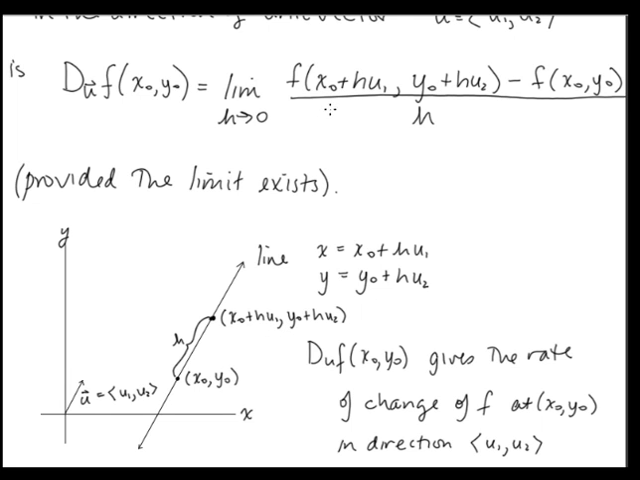So when we're looking at our function value at this point as compared to our function value at x naught, y naught, we're talking about a rate of change that we're computing here with a difference quotient. We're talking about a rate of change, but it's in the direction of vector u.